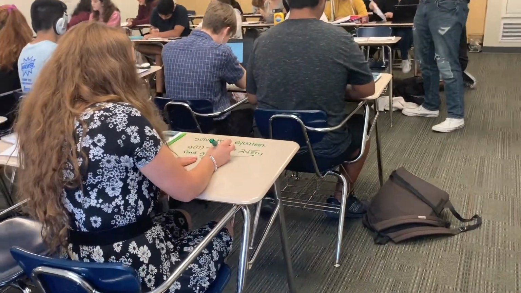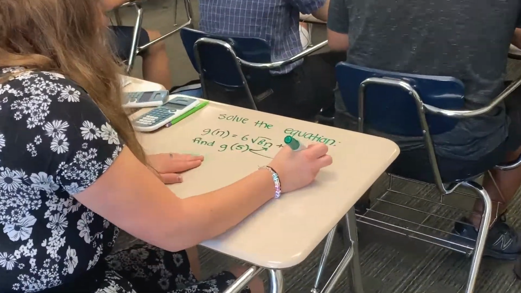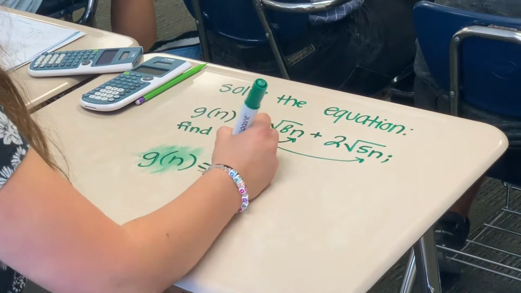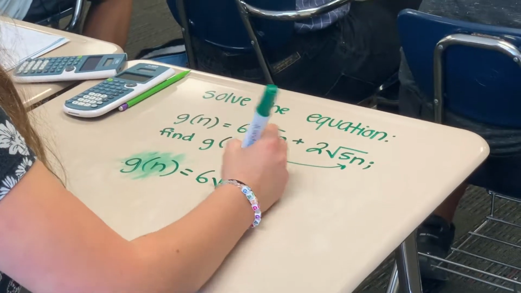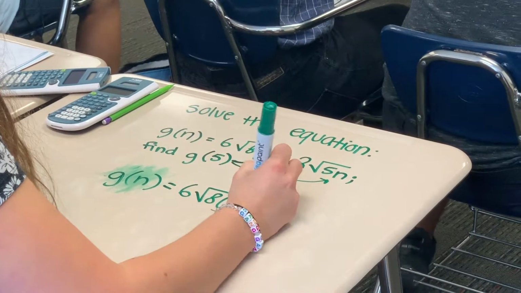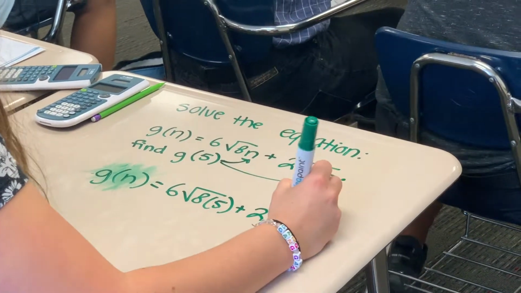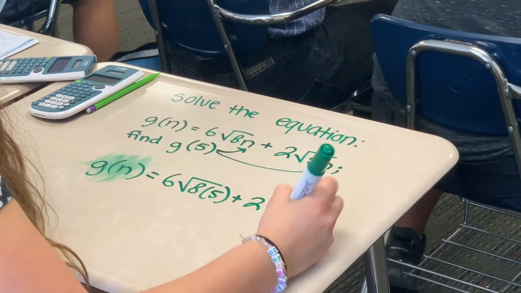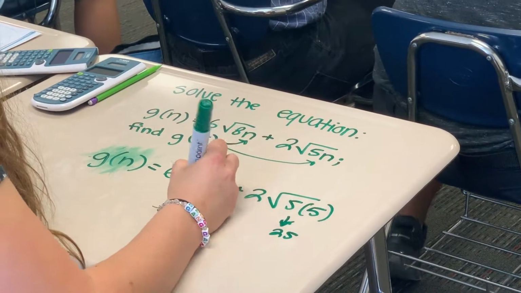Okay, so now we have our next problem, and we're going to do a little bit of the opposite of the thing we just did. So we have g of n equals 6 times the square root of 8n plus 2 times the square root of 5n, and we have to find g of 5. So basically n equals 5, so we're going to plug 5 into all the n places. And then we just solve it like a normal equation.